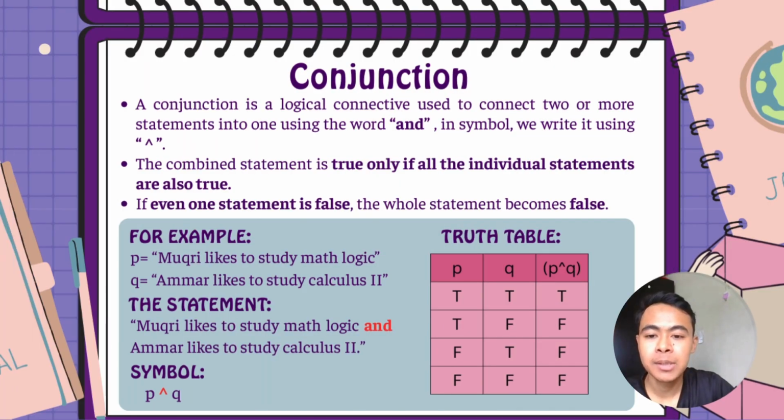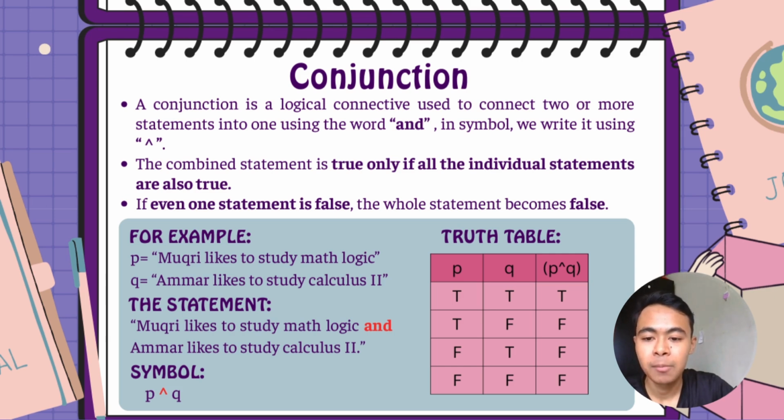Conjunction. A conjunction is a logical connective used to connect two or more statements into one using the word and. In symbol, we write it using the symbol and. The combined statement is true only if all the individual statements are also true. If even one statement is false, the whole statement becomes false.